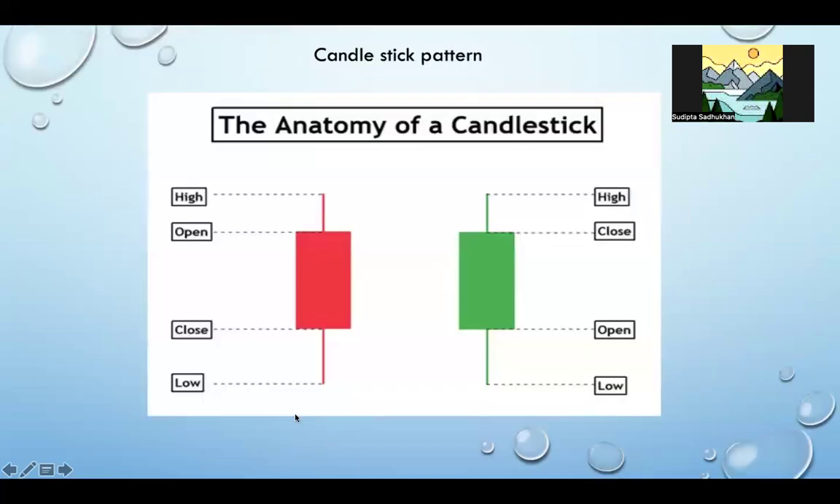Okay, so there is the candle anatomy. For a red candle: open, close, high and low. For a green candle, we see open, close, high and low. Okay.